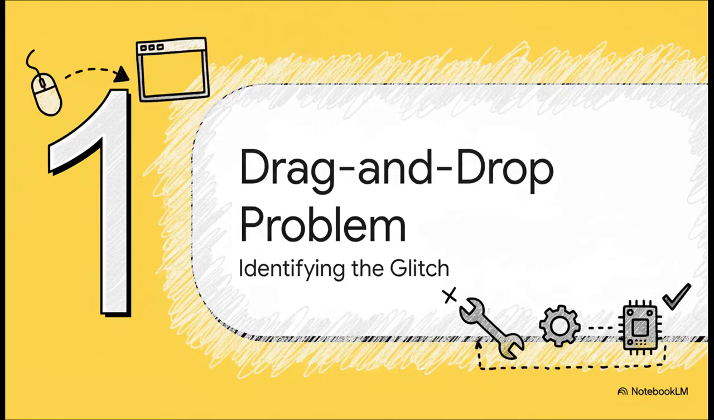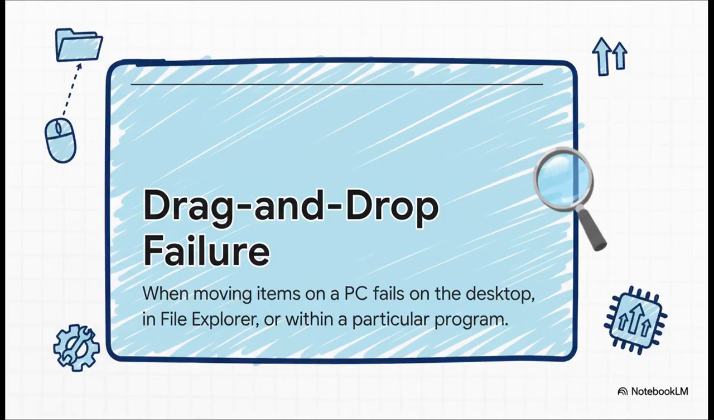All right, first up, the drag and drop problem. Let's just make sure we're all on the same page about what's actually happening here. So drag and drop failure, it's when that core Windows move, selecting something, moving it, and letting go, just stops working. It might be on your desktop, in File Explorer, or maybe just in one or two apps. You know, this is such a basic part of how we use our computers, and when it breaks, it's a huge pain. The cause could be anything, really, from a tiny software hiccup that's easy to fix to something a little deeper, like a corrupted system file.